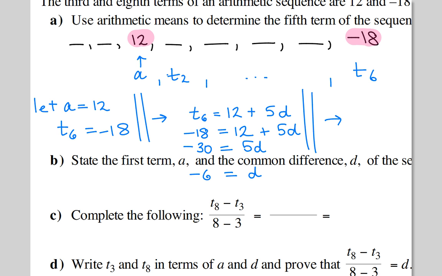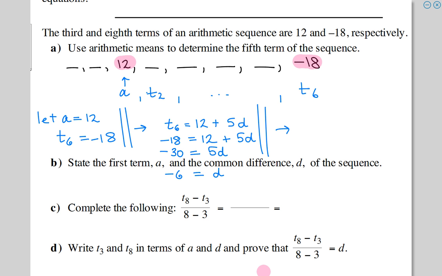And they want the fifth term. They want the fifth term of the original sequence. So it goes blank, blank, 12, blank, blank. And we're subtracting 6 each time. So 6 and then 0. So T5 in the original sequence is 0. Any questions on that?